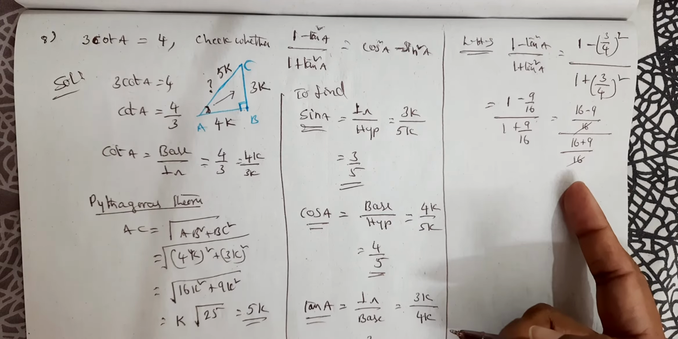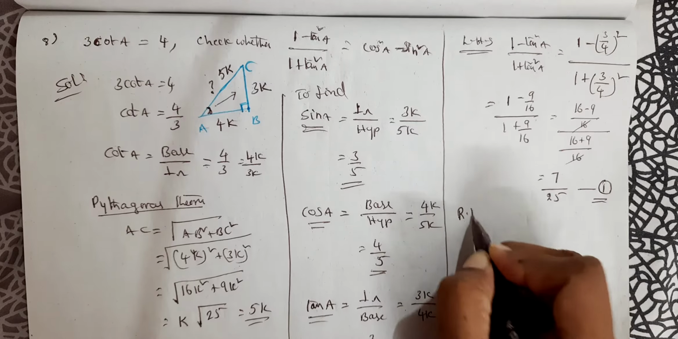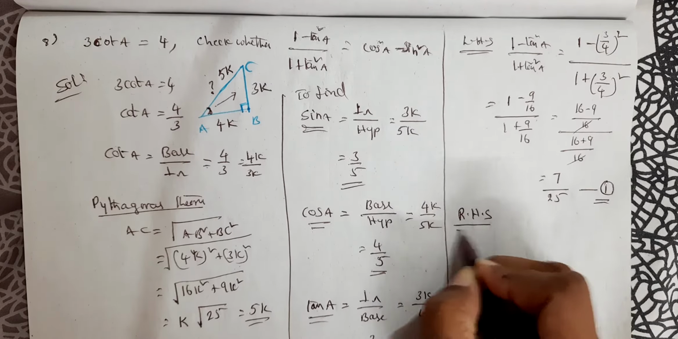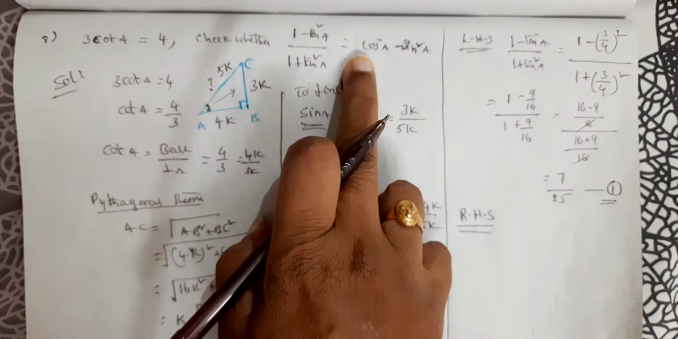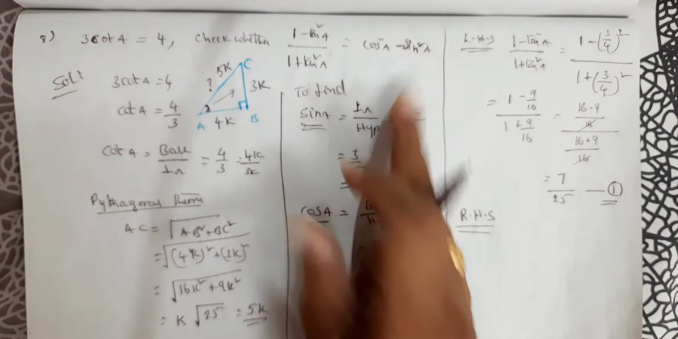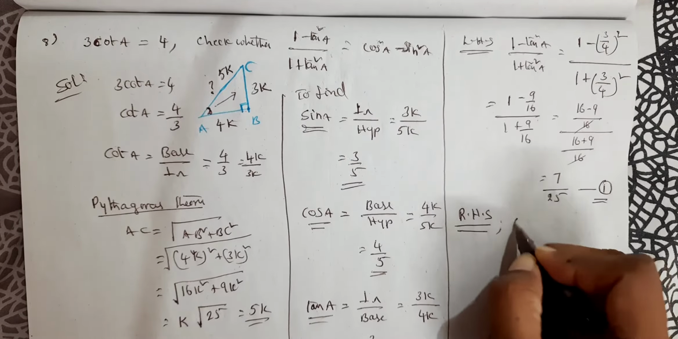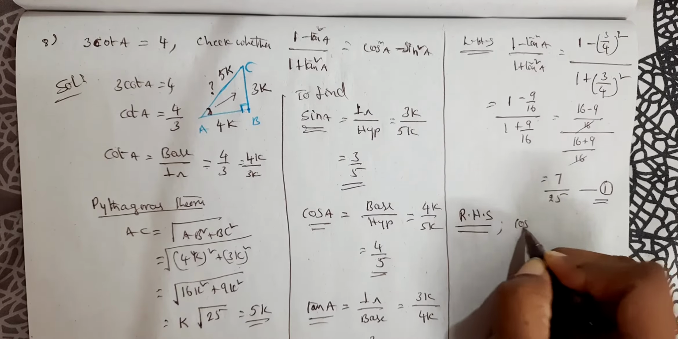7 by 25. Now, what should we do? Yes, we have to find out RHS. What is RHS? Cos square A minus sin square A. So, cos square A minus sin square A is equal to, what is cos A value? 4 by 5. Cos square means whole square.